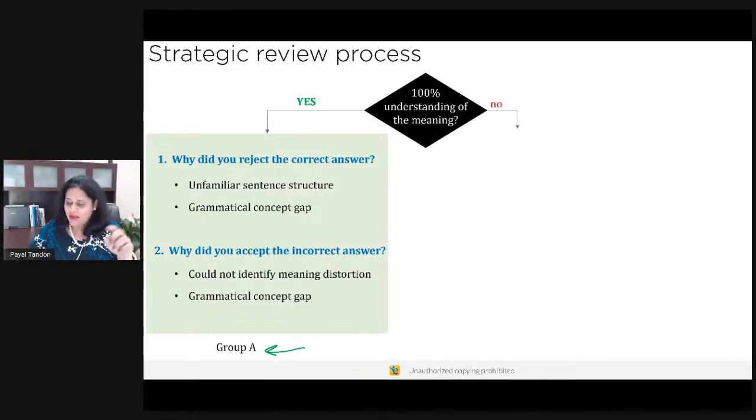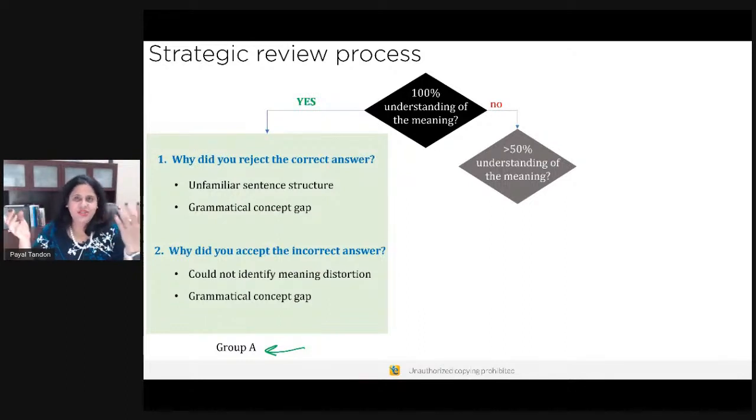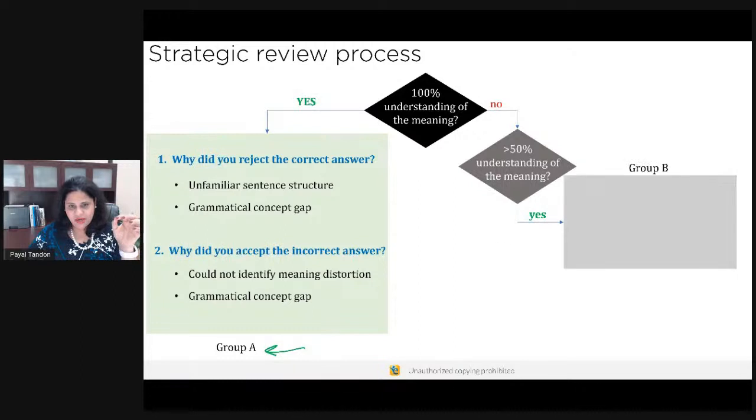Now, let's say you didn't get 100% understanding of the meaning, right? In that case, I want you to probe yourself a little bit more and think about, did you get at least the gist of the sentence? When I say gist of the sentence, did you get more than 50% of the meaning, right? Now, again, I don't want you to be very mathematical here. It's more of your self-critique. How confident did you feel about your meaning analysis after you read the sentence on your own? Now, if you got more than 50% understanding of the meaning, then you belong in Group B.